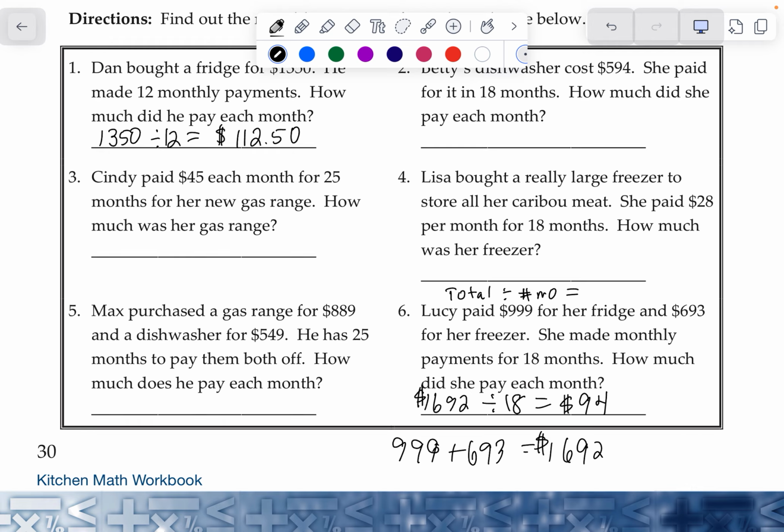So there's number 6. Do we have any questions about what's being asked of you for 12 and 13? No, ma'am. You good? Yeah. Okay, if you need me, just raise your hand. I'll come around and help you if you're stuck on any of them. There you go.